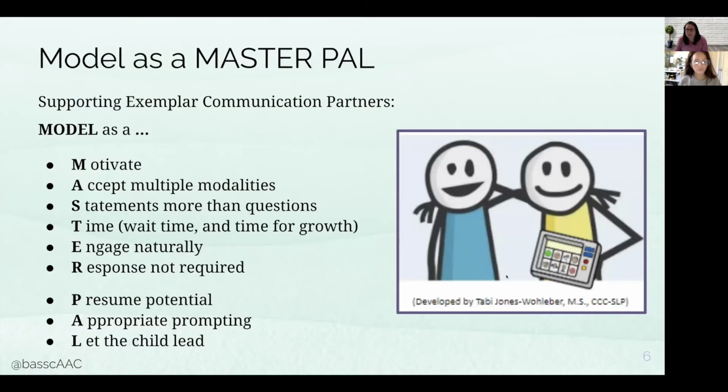In the Model as a MasterPal series, we're going to be reviewing topics of how to motivate, accept multiple modalities, statements more than questions, time, which is today, wait time and time for growth, how to engage naturally with our AAC users, response is not required for them, presuming potential, which is again one of our topics today, appropriate prompting, and then we will be discussing let the child lead eventually.